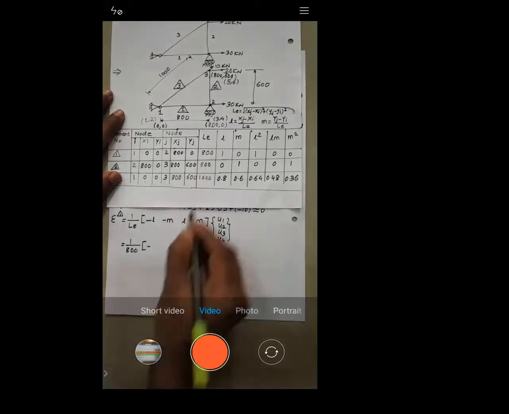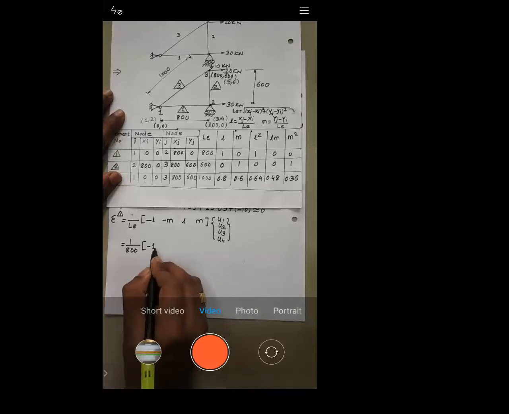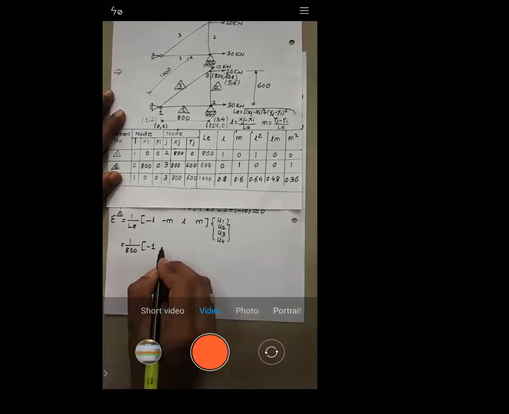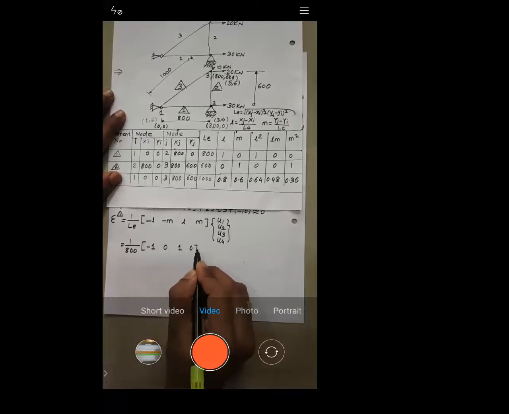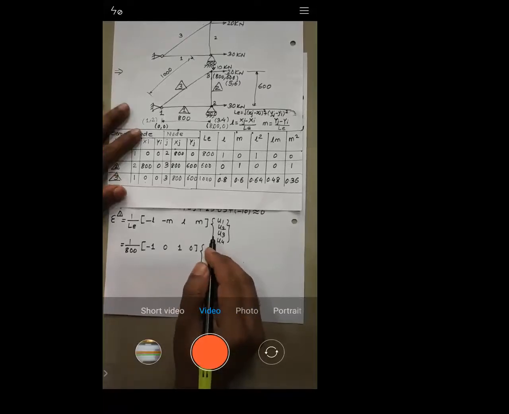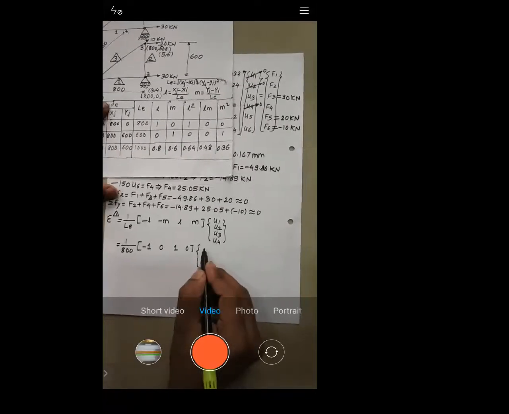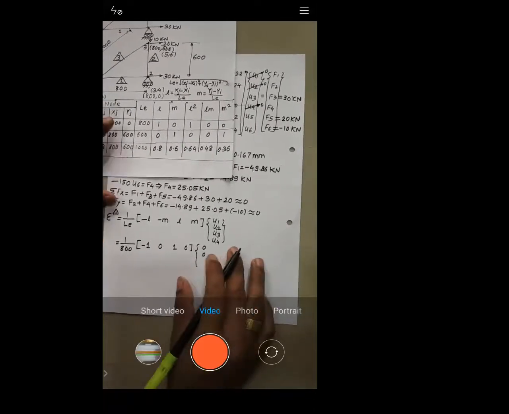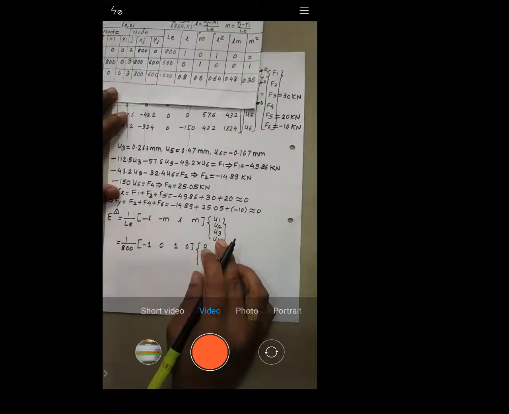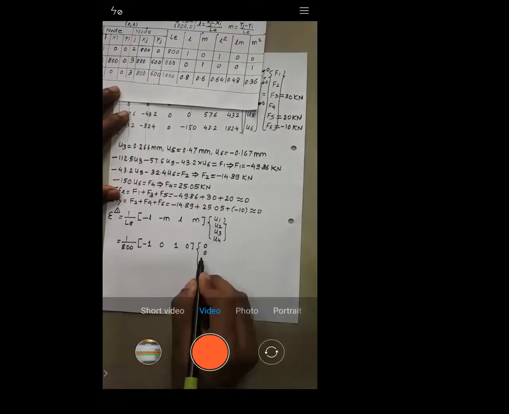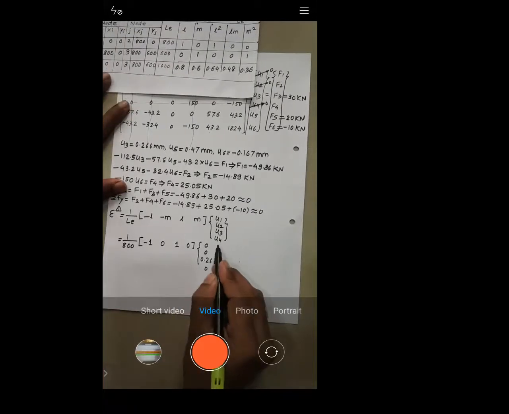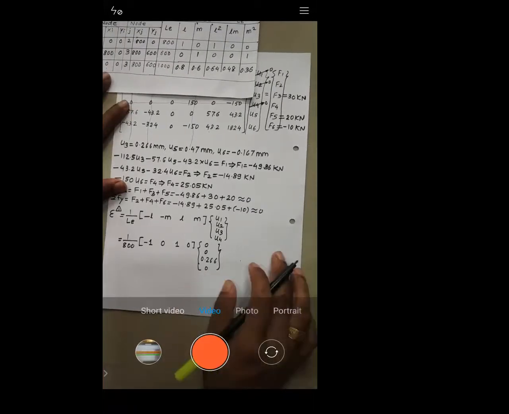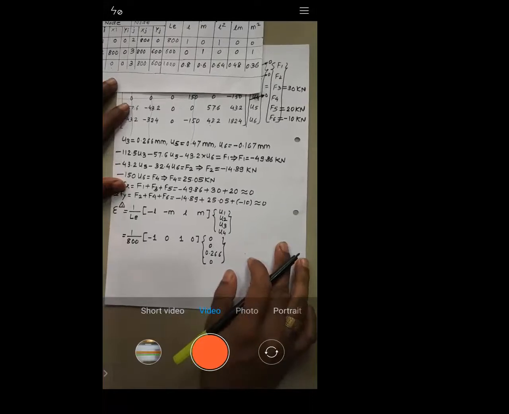Into minus L, that is minus 1, minus M, that is 0 only, and L is 1, and M is 0. Then U1 and U2 are 0. What are U3 and U4? U3 is 0.266, and U4 is 0. So just solve it, all of you. You know how to solve that.